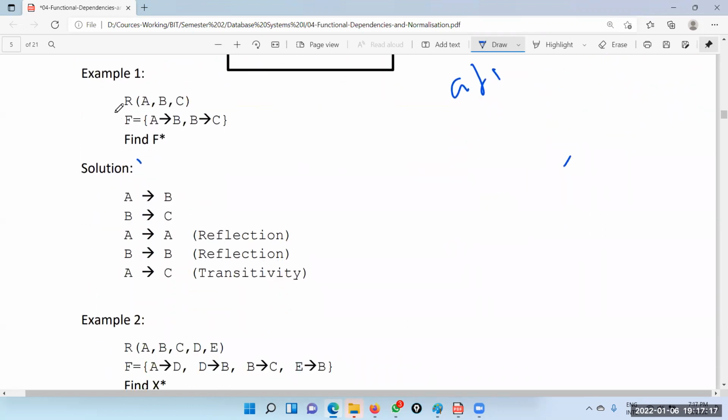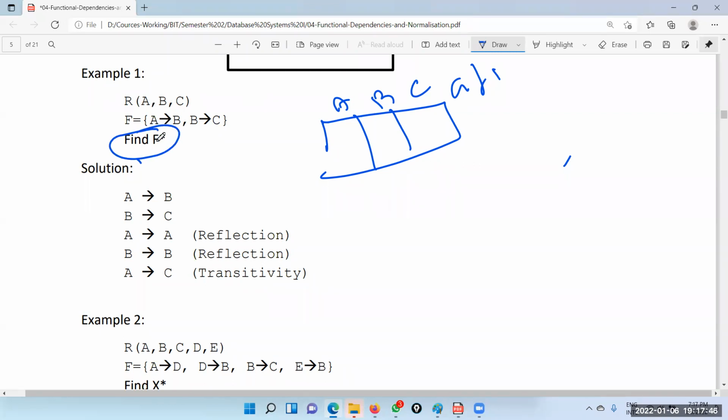Now let's take an example. I have a relation or table which has 3 attributes, A, B, and C. Assume something like student ID, first name, last name. Then they have given us some dependencies that they have identified. This is just an example: A determines B, B determines C. Now we want to find F closure. F closure means all the closures. So we have to find A closure, B closure, and C closure. So we have to find 3 things.